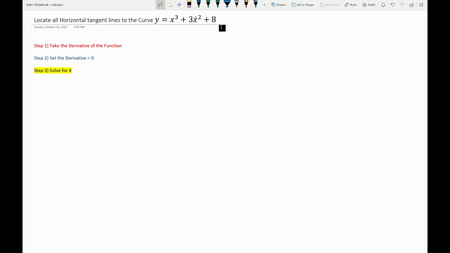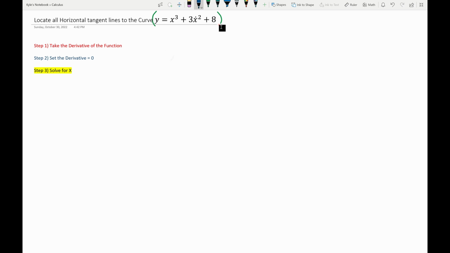So, I tried to simplify it and break it down into 3 steps. Step 1, take the derivative of the function, which we have up here, that's bolded. Step 2, set the derivative equal to 0. Lastly, we're going to just solve for x and find out the values for the tangent lines. So the first thing we're going to do is take the derivative of this function.